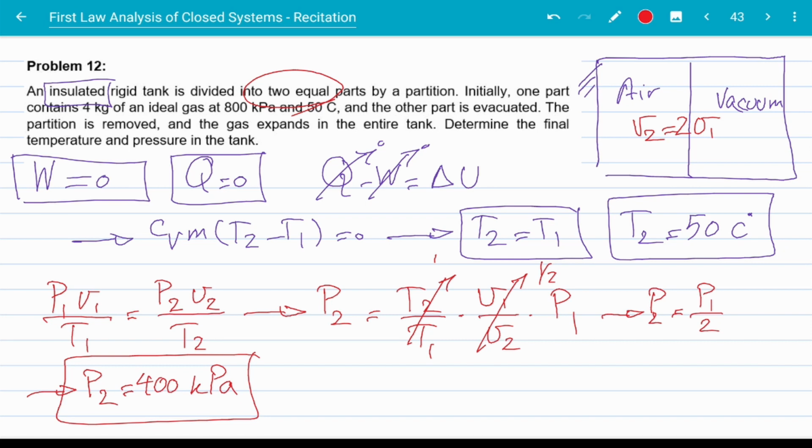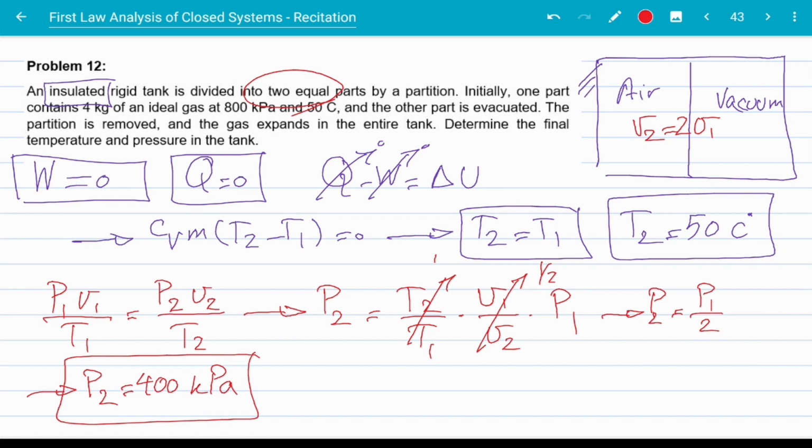So again, the only point that you need to pay attention to is that expansion against vacuum does not involve any kind of work. Also, because the tank was insulated, there was no Q involved, and you can readily conclude that the change of internal energy of the system is 0. For an ideal gas, that means the temperature does not change. So T1 is equal to T2.